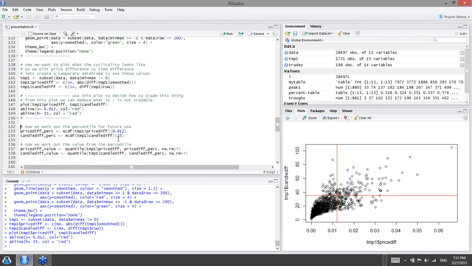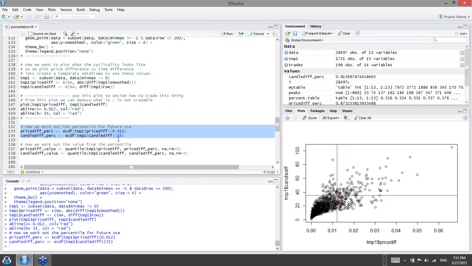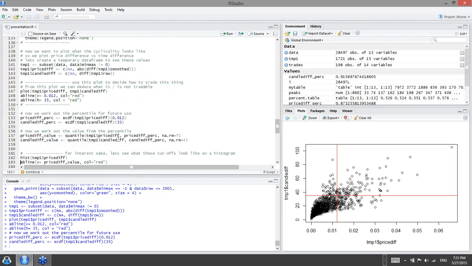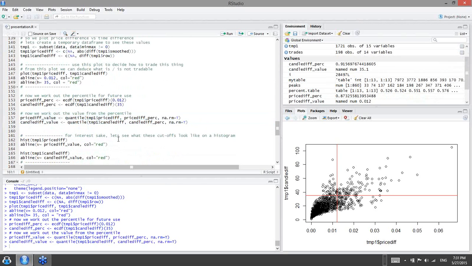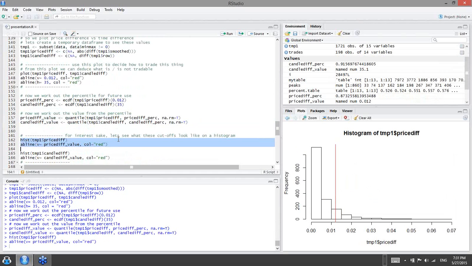Okay. So now, what did I do? I'm looking at my comments as I'm doing this presentation to see what I did. I essentially took these two lines and worked out the percentiles for both the candle difference as well as the price difference. And actually, am I printing them out here somewhere? Oh yeah, I'm printing them out. And what I'm doing is showing you where they are in terms of distribution of movement, right?